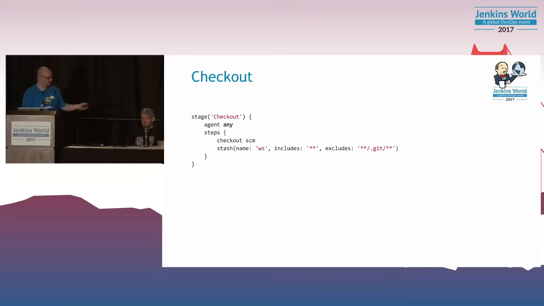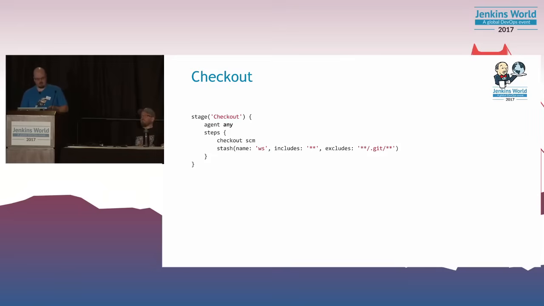But as Andrew said before, Declarative will actually do a checkout for us if we don't tell it otherwise. But I want to do that here. Let's say that the app is really big. It takes a long time. We don't want to hammer the SCM, so let's hammer Jenkins instead. So we'll check out the SCM, and then we'll stash the contents of the workspace. Let's skip the Git database and just call that workspace, include everything else.